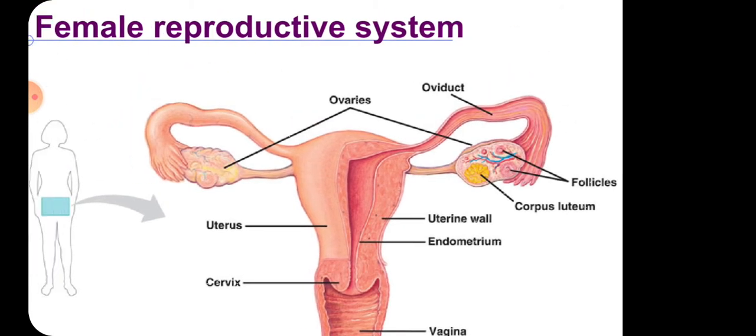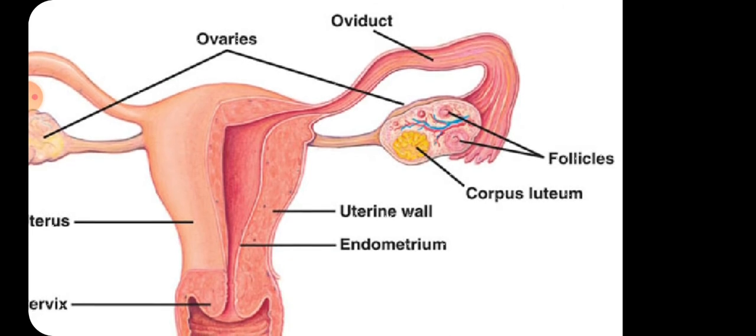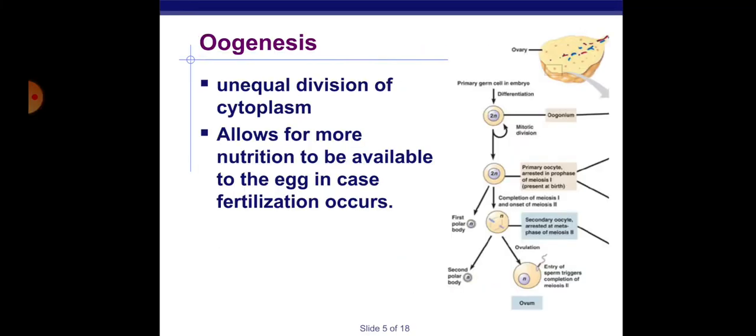Here, one of the ovaries has been cut open, wherein you can see the egg follicles developing, and the mature corpus luteum from where the egg has been released. The process of fertilization starts with oogenesis, that is, generation of the ovum or egg. Here, unequal divisions of the cytoplasm take place. This allows for more nutrition to be available to the egg in case fertilization occurs.